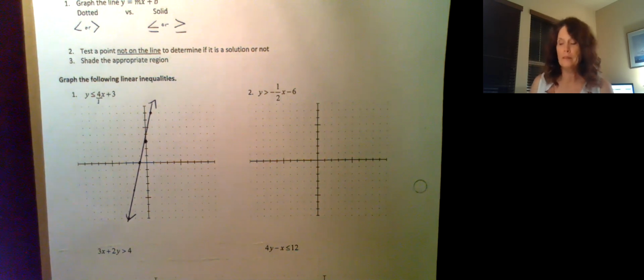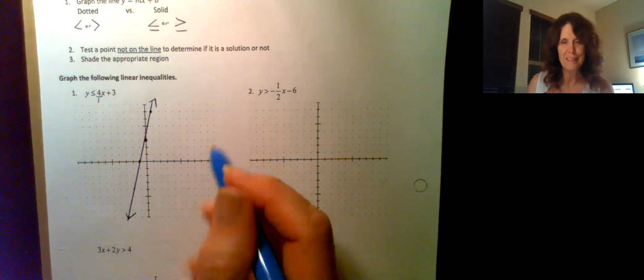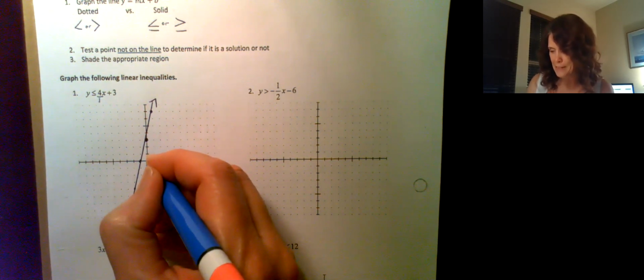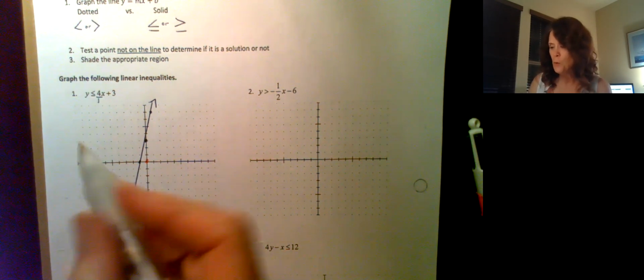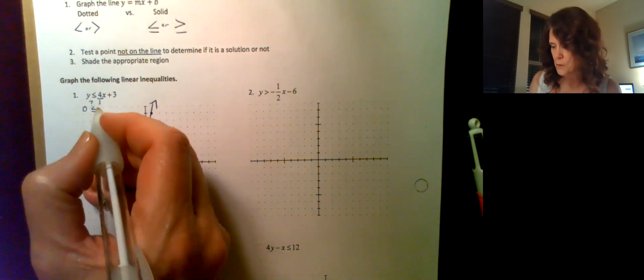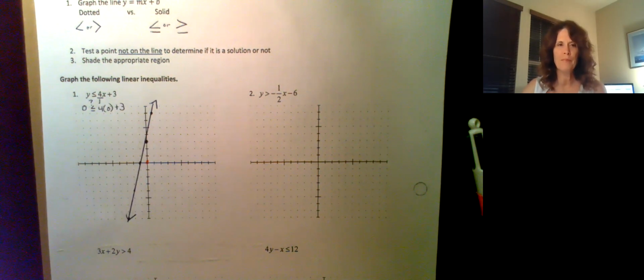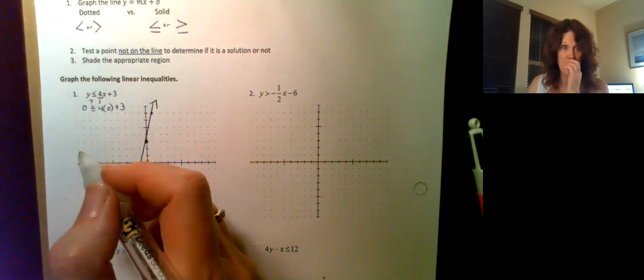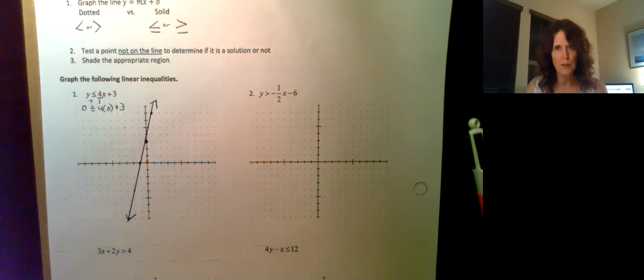Now, do I shade this region or this region? Let's pick a test point. The best test point is the origin because it's very easy to plug into an equation and do that math in your head. So would 0 be less than or equal to 4 times 0 plus 3? Well, this is just 0. See how we can do that in our head? Is 0 less than or equal to 3? Yes, 0 is less than or equal to 3, right?